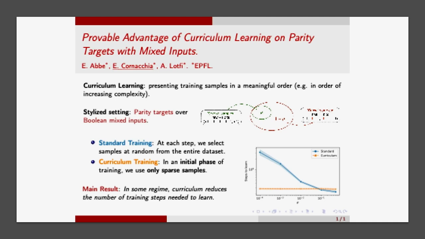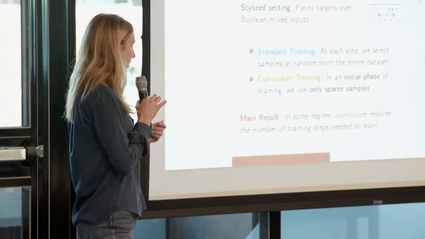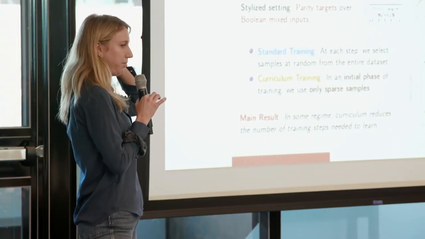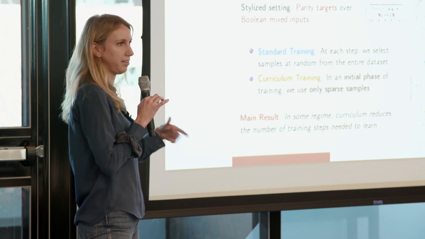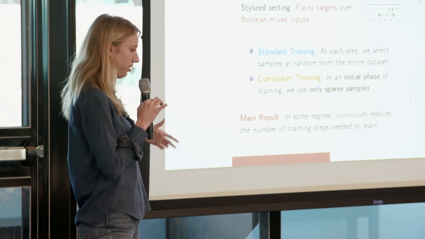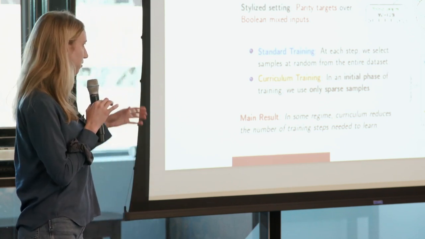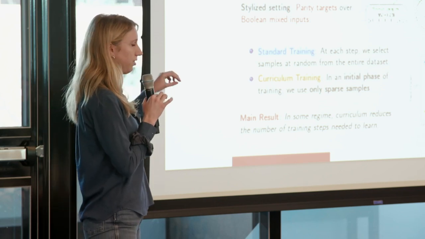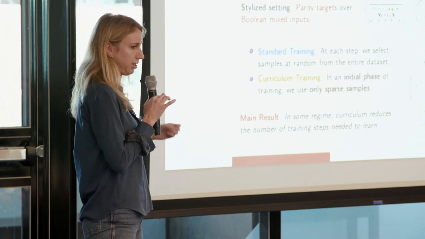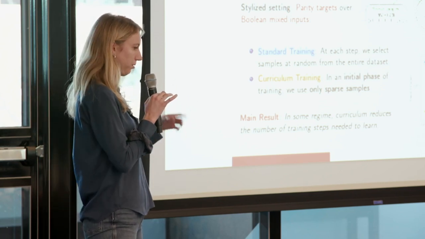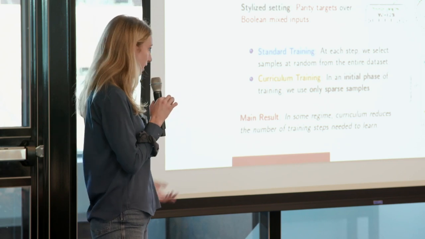So we focus on a very stylized setting, which is learning parities on Boolean mixed inputs, so inputs that are a mixture of easy samples and hard samples. And we compare two strategies. In standard training, samples are selected at random at each training step from the whole data set. And in curriculum training, we focus only on the easy samples for an initial part, and then we move to all the samples subsequently.